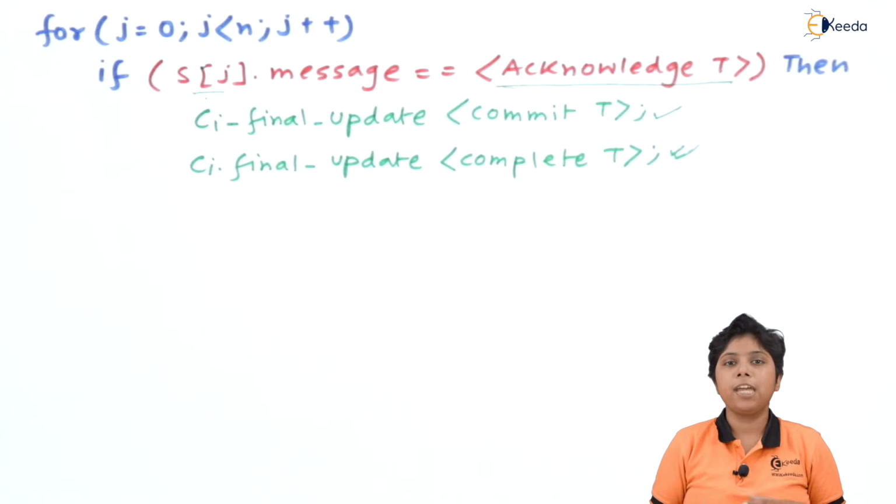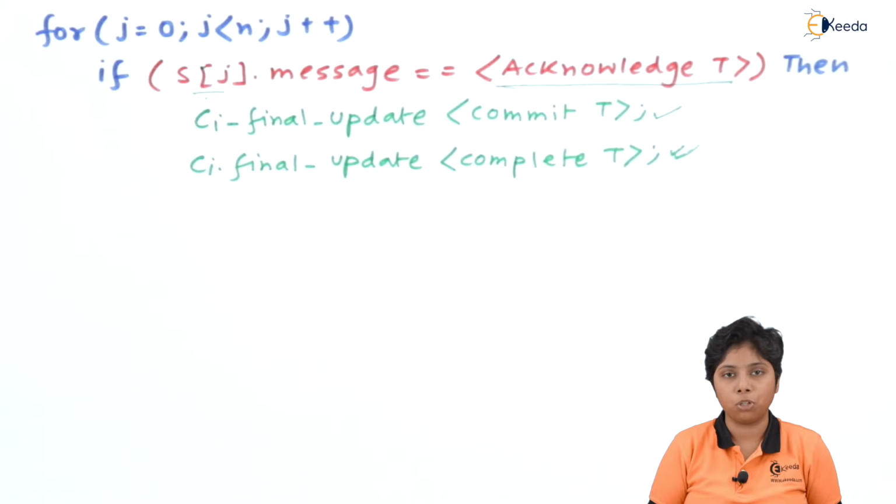In this way, if the local site as well as all the server sites acknowledge that they have committed, then only the transaction can be committed. Otherwise, it will be aborted. So this is the algorithm for the two-phase commit protocol. Now the next part is how we can handle this protocol if there is a failure.